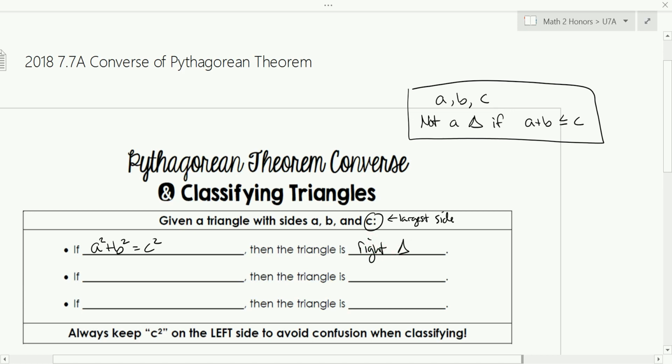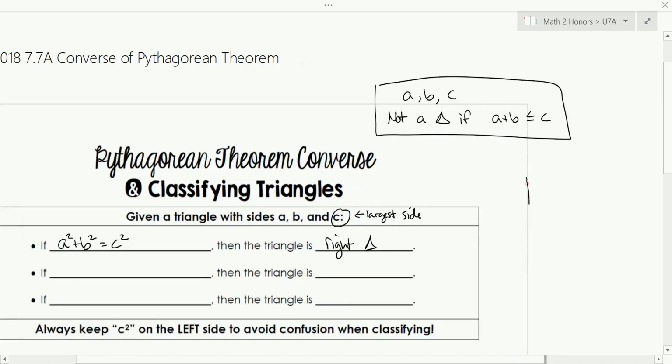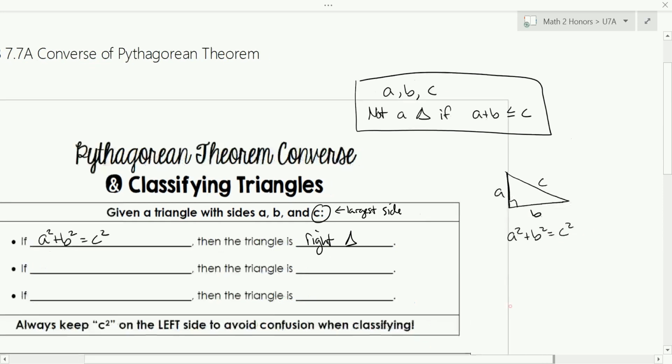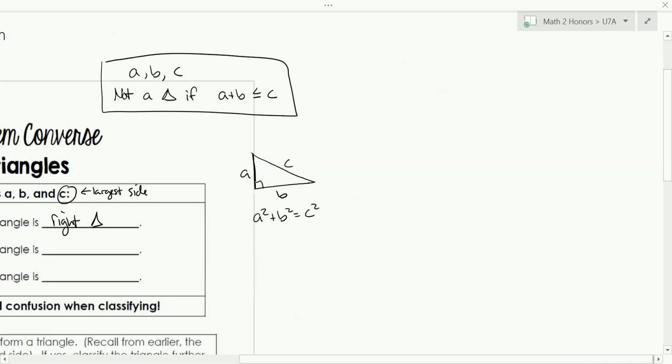Okay? So let's set this up here. Here's a little picture. Here's A and B and C. If A, B, and C are side lengths of a right triangle, we know this is true. Well, what if we keep A and B the same length, but we extend the length of C? Is this still going to be a right triangle? No, not anymore. What kind of triangle would it be if I grew that C?